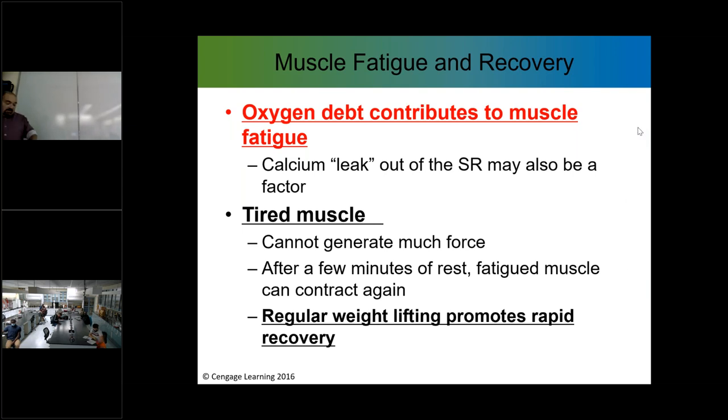Muscle fatigue and recovery. I'll hit this, and then we'll take a quick 5 minute break, and then we'll finish up the rest of the PowerPoint. Okay? So look at this here, muscle fatigue and recovery. Oxygen debt contributes to muscle fatigue.